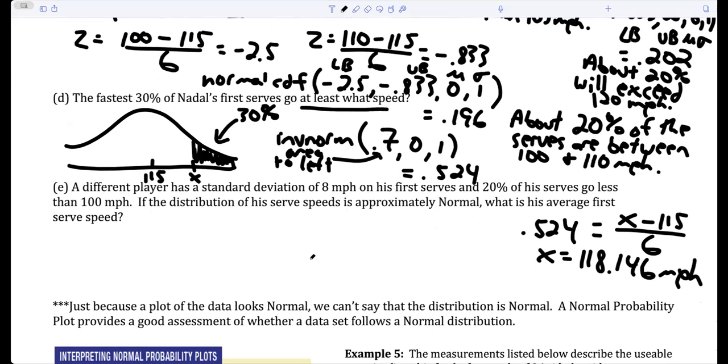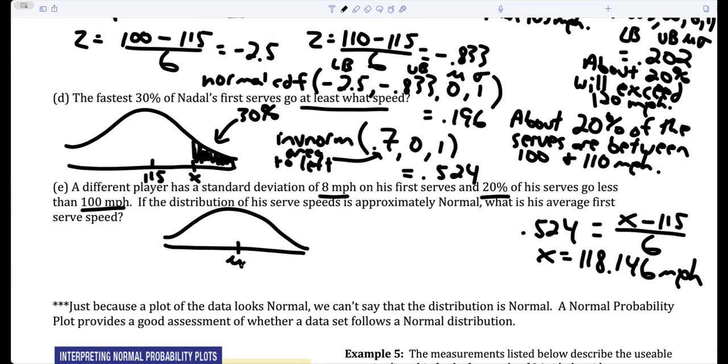Okay, so let's do one more here. It says a different player has a standard deviation of 8 miles per hour on his first serves, and 20% of his serves go less than 100 miles per hour. If the distribution of his serve speeds is approximately normal, what is his average first serve speed? Okay, so let me make a little sketch here. And the mean, they do not tell me. In fact, that is what I am looking for because it asks what is his average first serve speed.